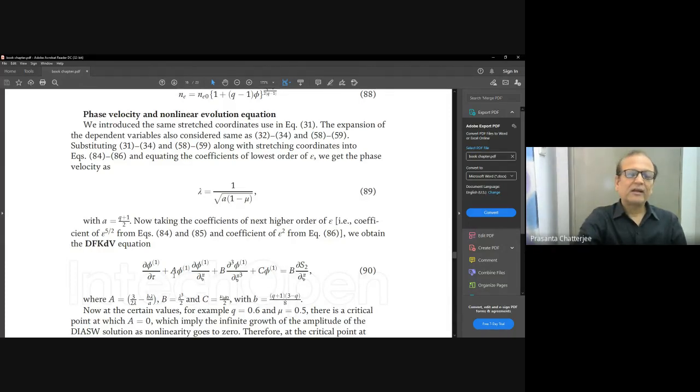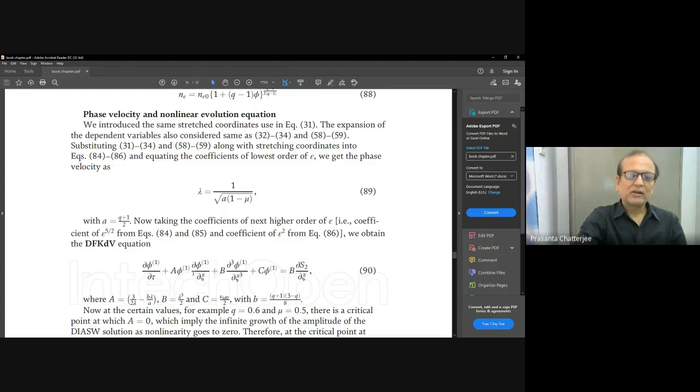Here A equal to 3/2 λ minus B into λ by A. That is, if 3A equal to 2B, then A vanishes. If A vanishes, then equation 90 is no longer a nonlinear equation because the nonlinear term vanishes and no feature can be extracted from equation 90.